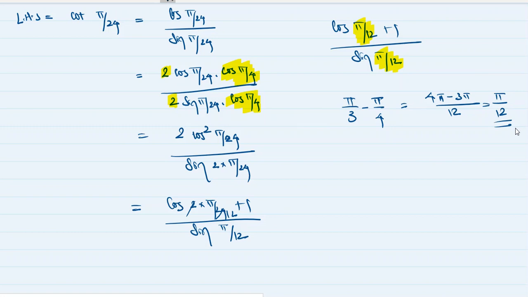So what is pi by 3 and pi by 4? Pi by 3 is 60 degree and pi by 4 is 45 degree. And the difference of 60 and 45 is 15 degree. 15 degree is equal to pi by 12. Pi is 180, 180 divided by 12 is 15. So it's absolutely correct. So why are we expressing pi by 12 in the form of pi by 3 and pi by 4? So let this be over here.